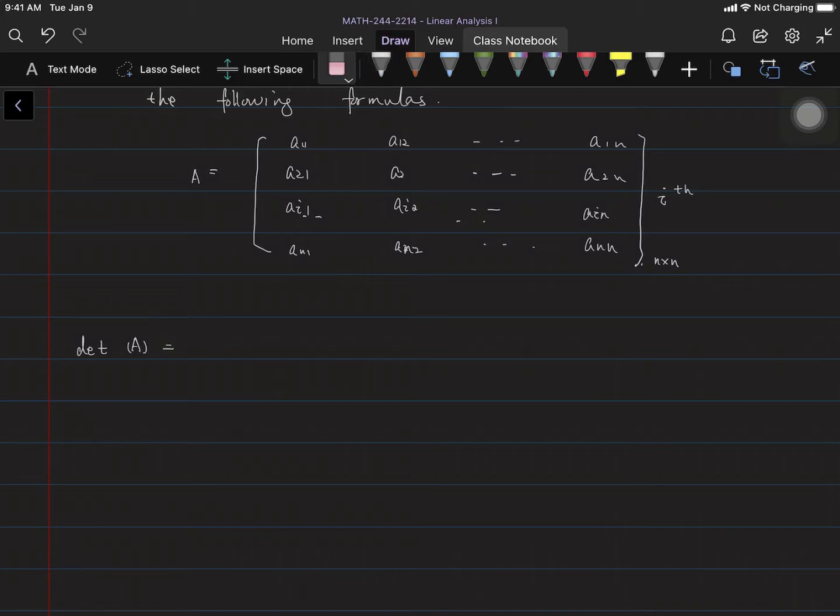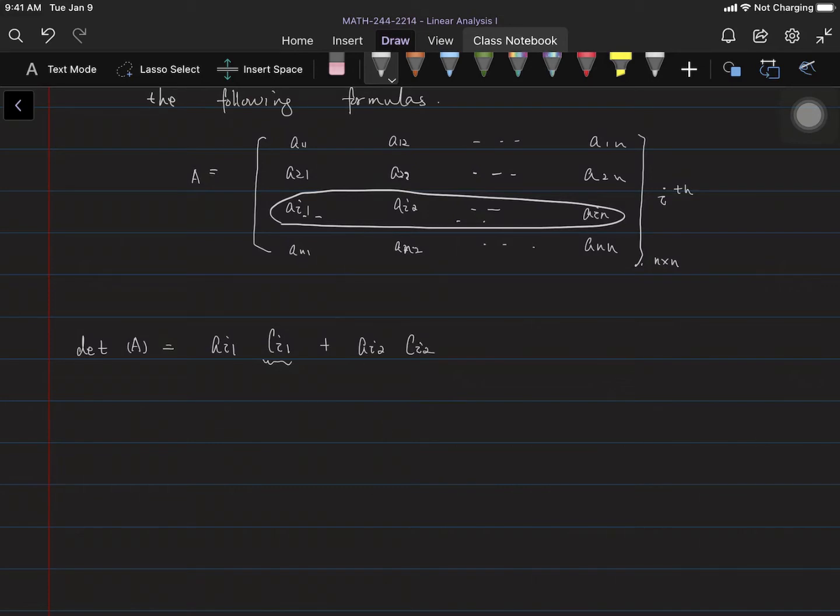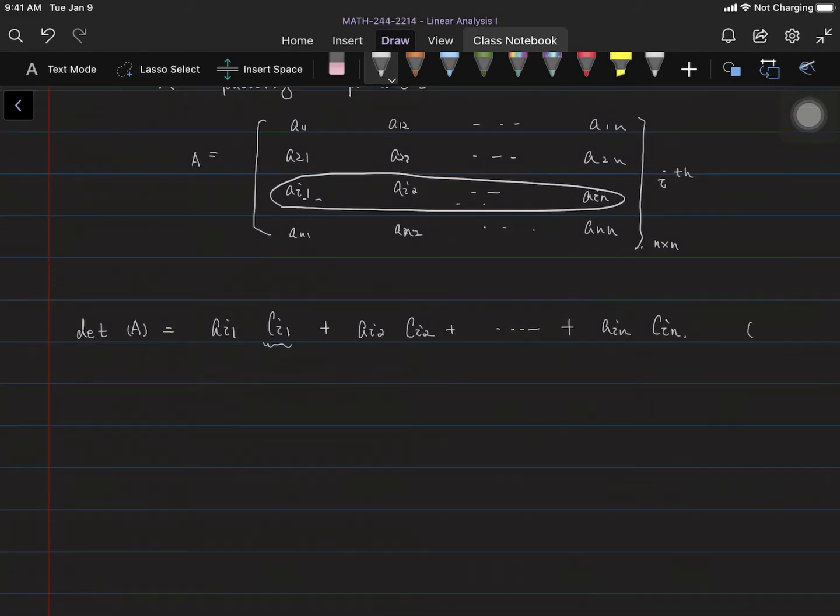Yeah, this number is A22. I made a mistake here. Okay, so we can use the ith row to expand. It's going to be something like this: AI1, use the first number, times CI1. I'm going to show you what the meaning of CI1 is later, okay? Don't worry too much. Plus the second number in the ith row, AI2 times CI2, and in general, up to AIN times CIN. So in this case, we say we can expand the determinant by using the ith row.